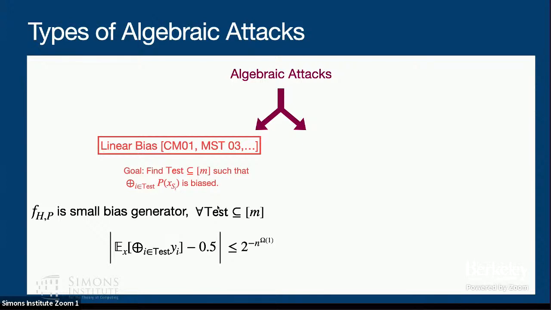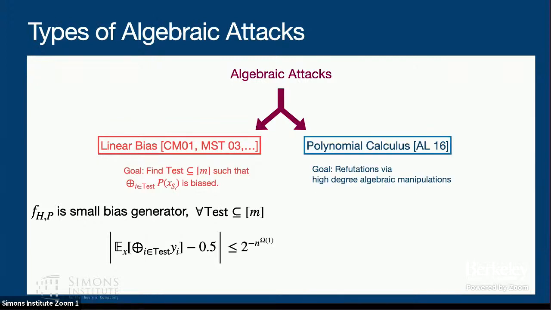For a long time, it was thought that these are the only kinds of attacks one has to worry about. When it comes to algebra, this changed in 2016, with the work of Applebaum and Lovett. They showed a new class of attacks which utilizes the polynomial calculus system. They crucially made use of high degree algebraic manipulations on the PRG outputs to derive new and new equations. Then, using algebraic refutations, they were able to attack a version of the PRG which was known to be unbroken by linear bias. So it strictly proves that this is a new class of attacks which we hadn't considered before.